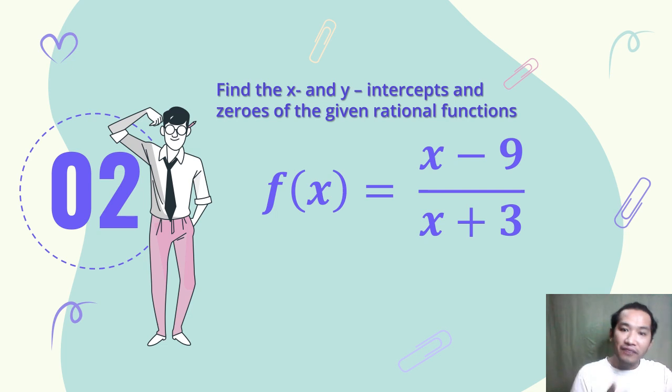Next problem. Find the x and y-intercepts and the zeros of the given rational function f of x is equal to x minus 9 all over x plus 3.